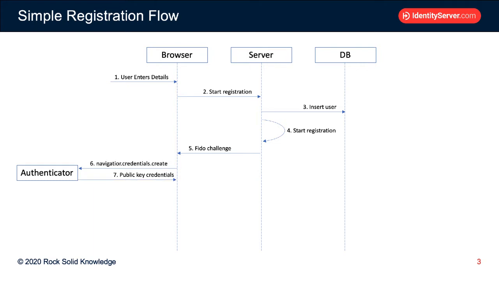If that interaction is correct, we'll get back some public key credentials. We send those credentials back to the server, and the server will then finish the registration and insert those credentials into the database. This looks a little more complex than it is. So let's see how we do this in code.